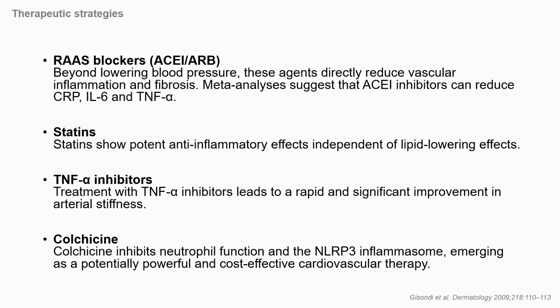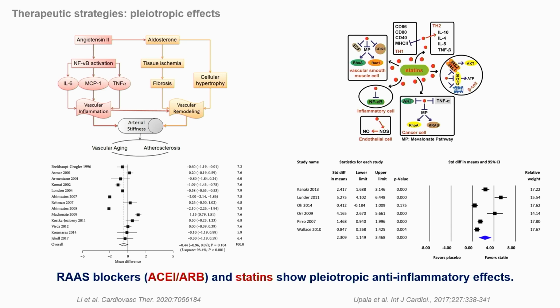Several cornerstone cardiovascular therapies exert their benefits in part through anti-inflammatory mechanisms that are independent of their primary mode of action. These were also shown in the previous presentations very nicely. So RAS blockers, ACE inhibitors, ARBs, and statins are drugs which were primarily developed for other uses, namely hypertension and dyslipidemia. But these have also shown other independent anti-inflammatory effects which act to reduce vascular stiffness.